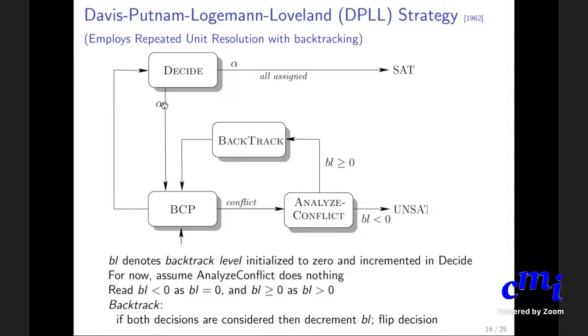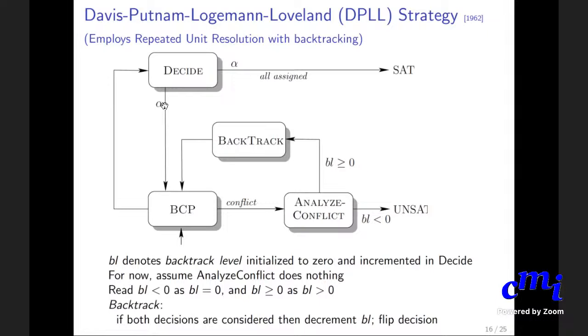So first you do BCP, and if there is a conflict and the decision level is equal to 0, then it is unsat. If it is equal to 0, and BCP yields true, you will go into SAT. If not, then what you'll have to do is to backtrack.